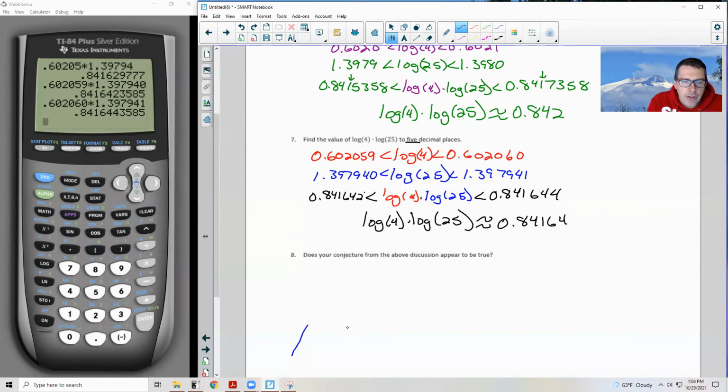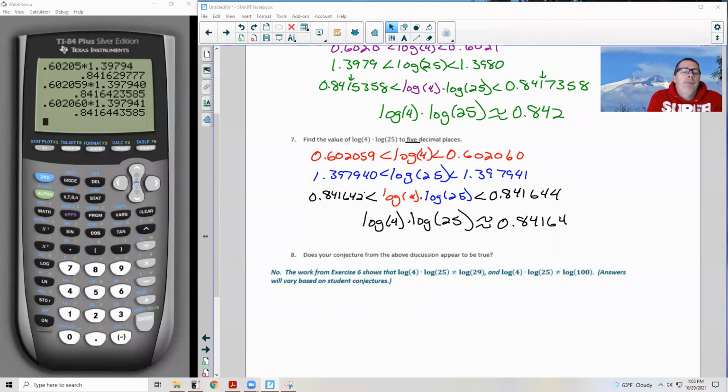So number 8 says, does your conjecture from the above discussion appear to be true? Okay, so in the video, there was no way to state a conjecture from students. So I just brought in an example. So it said, no, the work from exercise 6 shows that the log of 4 times the log of 25 does not equal the log of 29, which is what some might say, because it's multiplication. We take 4 plus 25, which is 29. And the log of 4 times the log of 25 does not equal the log of 100.